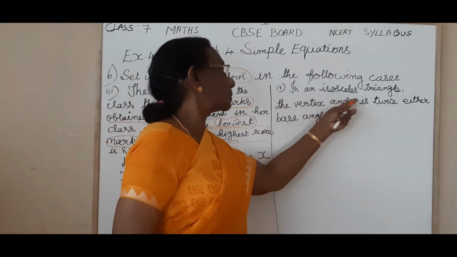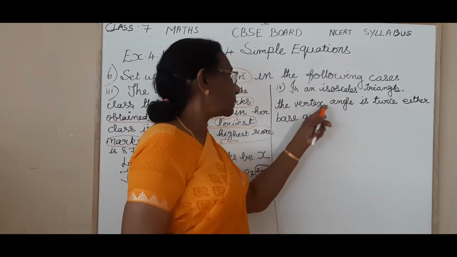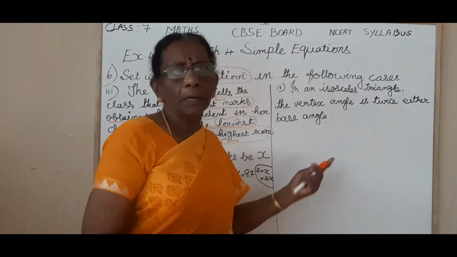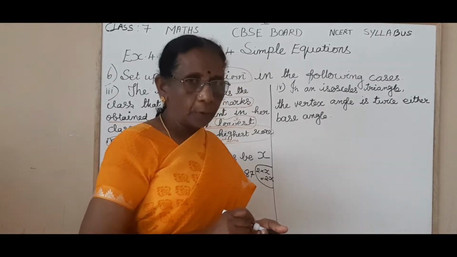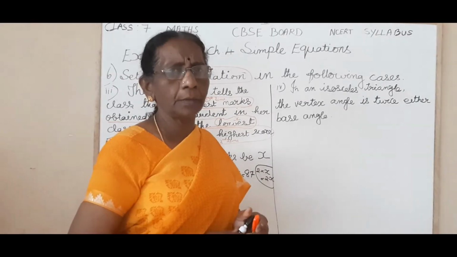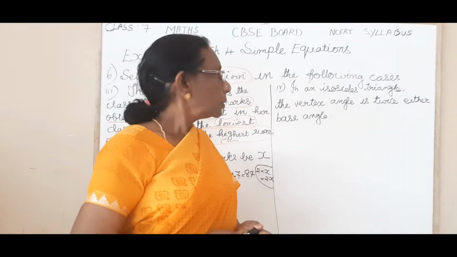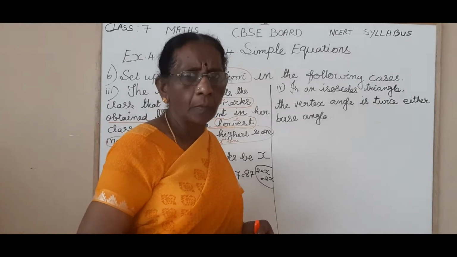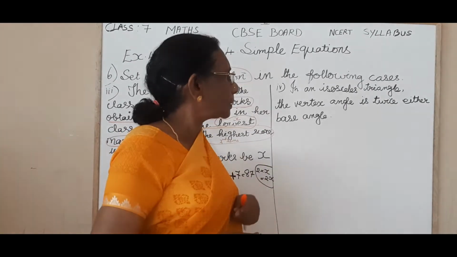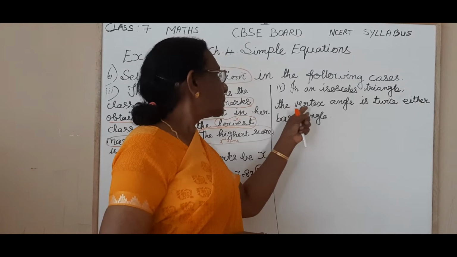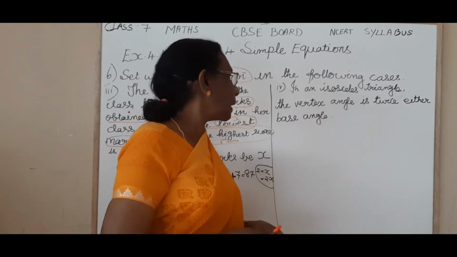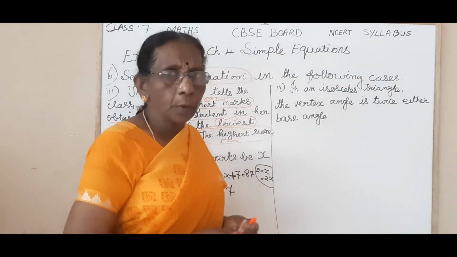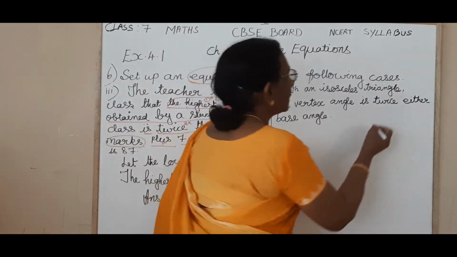Now we'll move to the next question. In an isosceles triangle, the vertex angle is twice either base angle. So only this information is given. Using this, how to write the equation? Here nothing is given 2 times, and only one relation is given. What is that? The vertex angle is twice either base angle. And no numerical expression is given. From here you can take what?